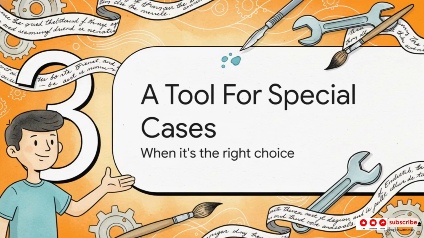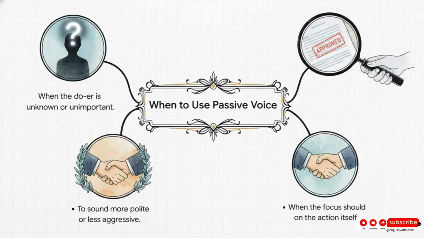And making that choice is exactly where the passive voice stops being a foe and becomes a really, really useful friend. There are very specific situations where using the passive voice isn't just okay, it's actually the better, more effective, and sometimes even the more elegant option. So when should you call on your new friend? Well, there are three main times. First, when the person doing the action is either totally unknown or just doesn't matter. Second, when you want to laser focus on the action itself. And third, when you want to sound a little more polite or less aggressive.